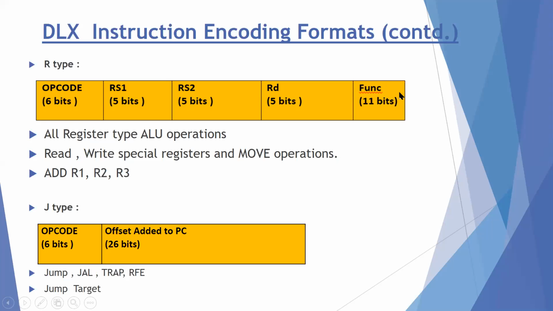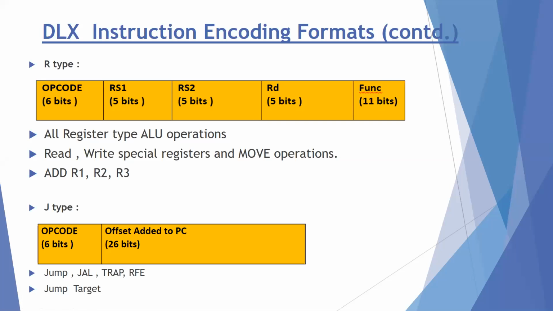This is just done to make a distinction. Otherwise the opcode will always occupy 6 bits, but in an R-type operation the function bits also play a role. So 11 bits of function and 6 bits of opcode are together used to identify what operation the instruction is going to carry out. Clear?